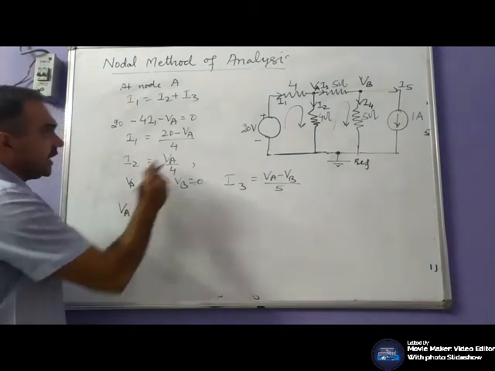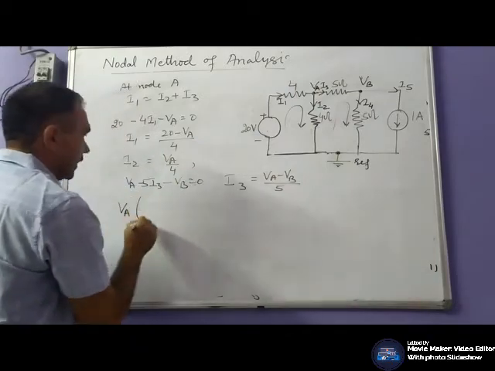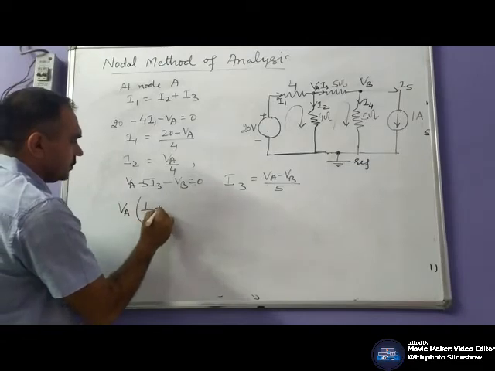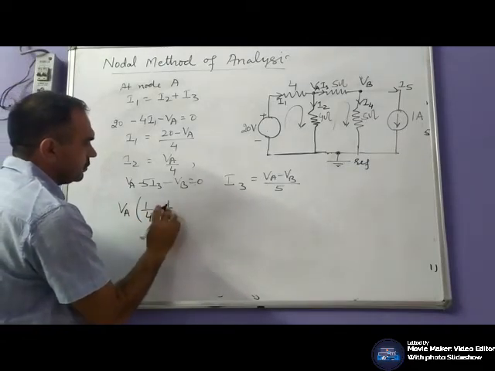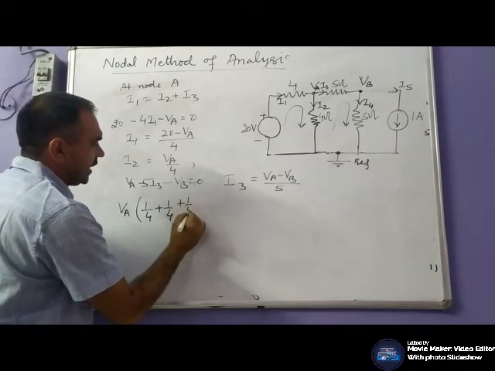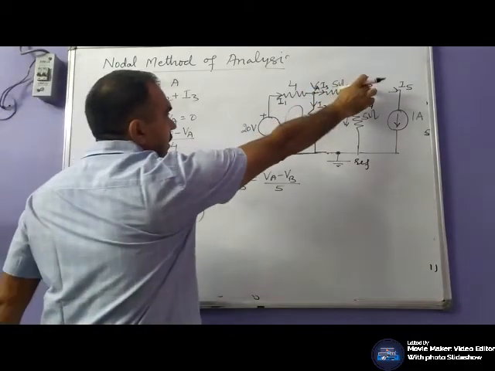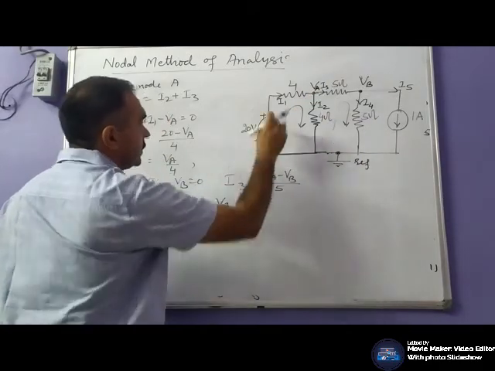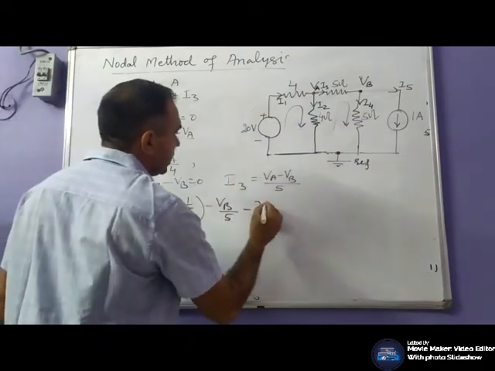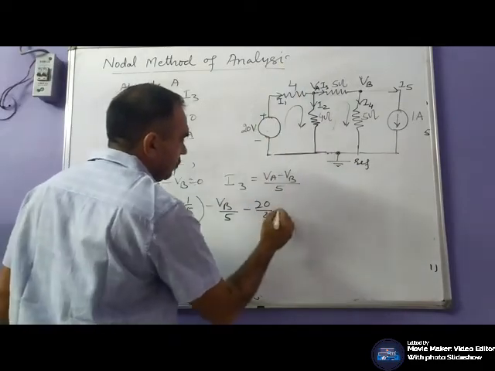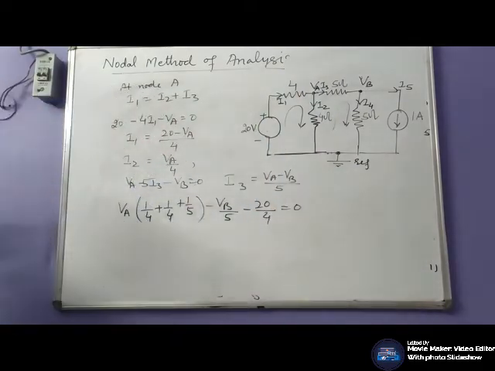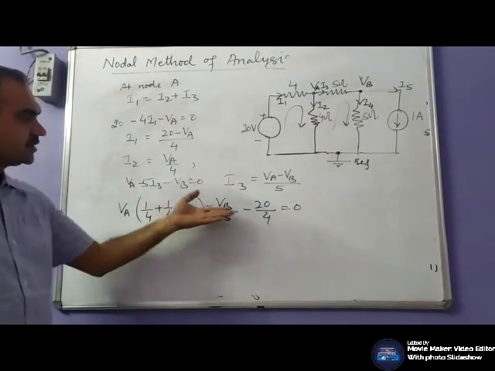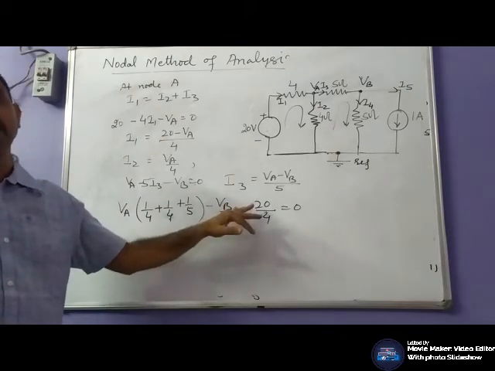Yes, at node A, VA, the resistances of 4 ohm, 4 ohm and 5 ohm are connected with it. So VA (1 by 4 plus 1 by 4 plus 1 by 5) minus the other node VB by the 5 ohm branch, minus 20 by 4 ohm, is equal to 0. One equation is this one. Simplify it; you can solve it for VA and VB.